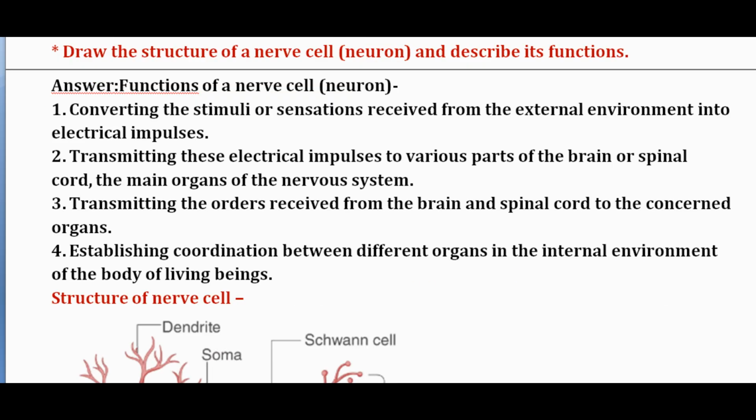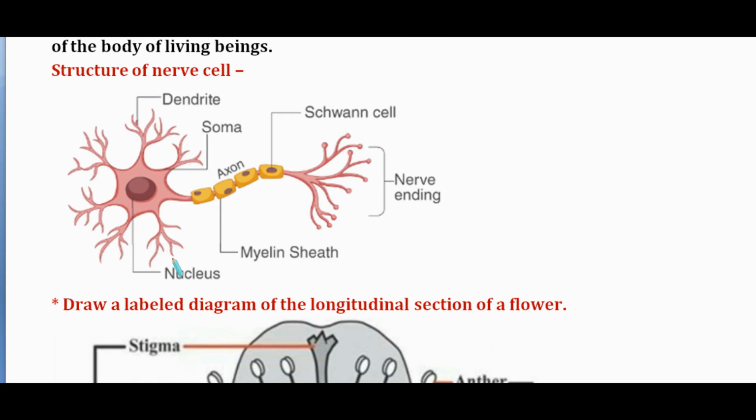These are the functions of nerve cells, and the structure is, this is a nerve cell, this part is the nucleus, these are the dendrites, this is the soma, and this part is known as the axon, and the cover part is known as the myelin sheath, and the cell present on the axon is the Schwann cell, and these are the nerve ending parts of the neuron cell.